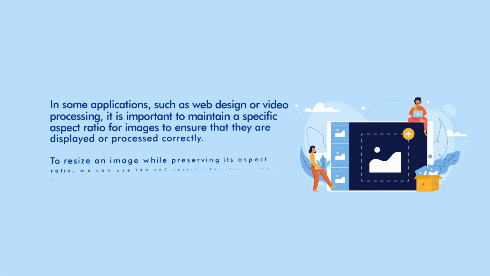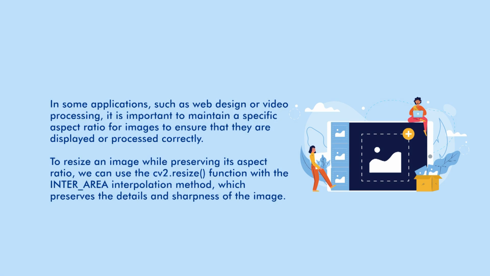In some applications such as web design or video processing, it is important to maintain a specific aspect ratio for images to ensure that they are displayed or processed correctly. To resize an image while preserving its aspect ratio, we can use the cv2 resize function with the INTER_AREA interpolation method, which preserves the details and sharpness of the image. Here is an example code that demonstrates how to resize an image while preserving its aspect ratio.